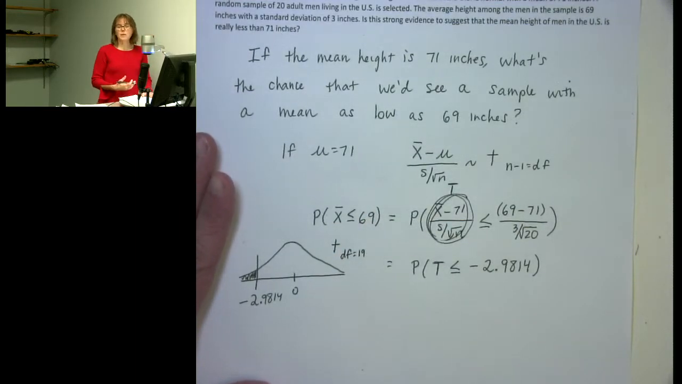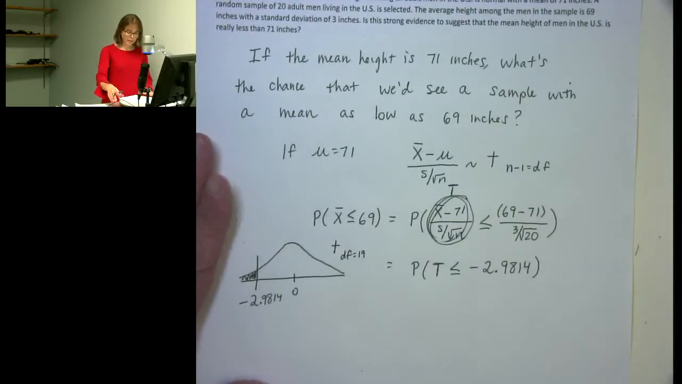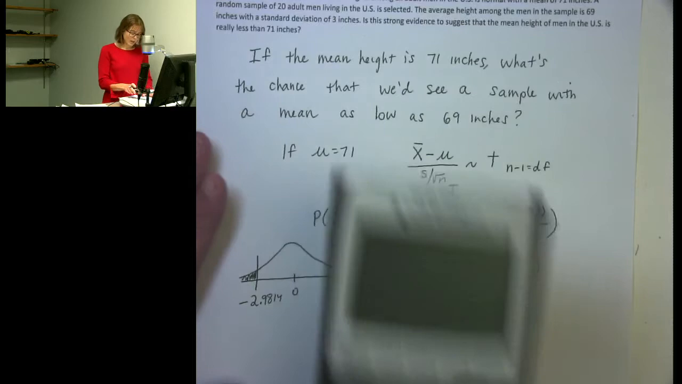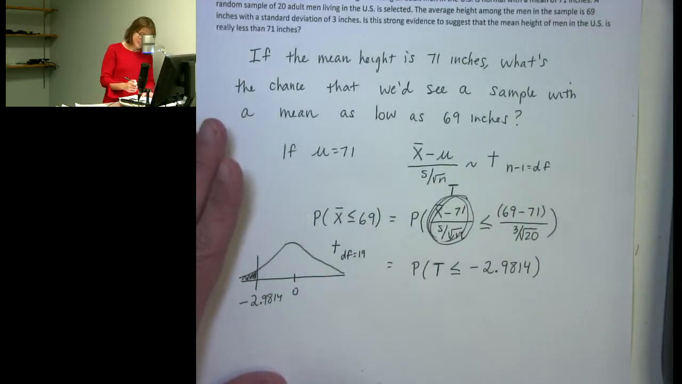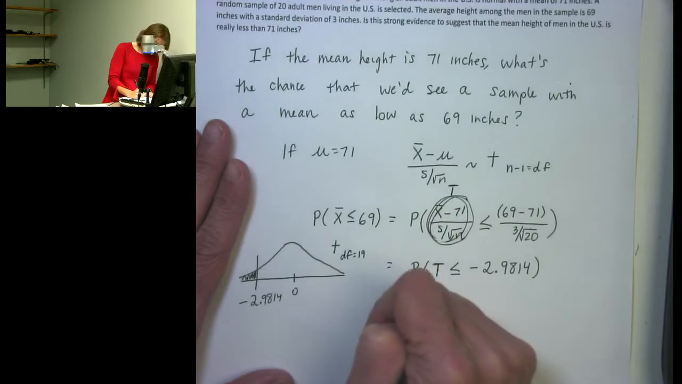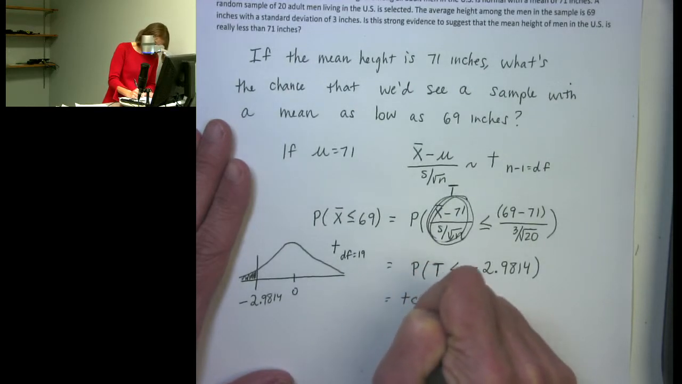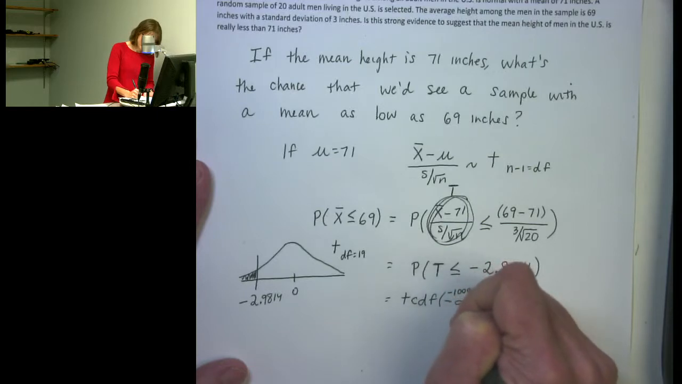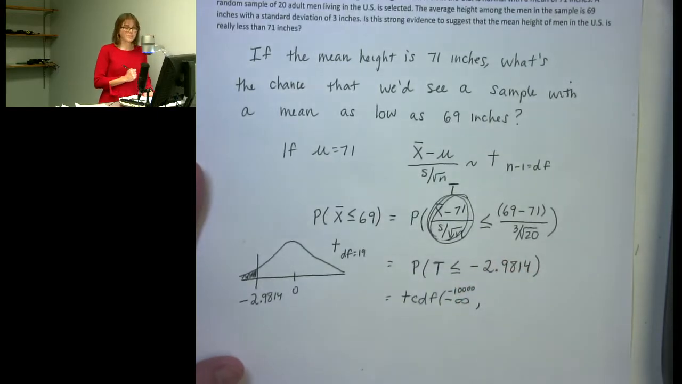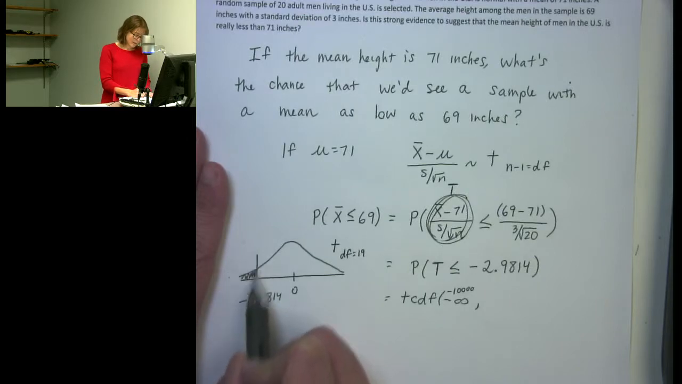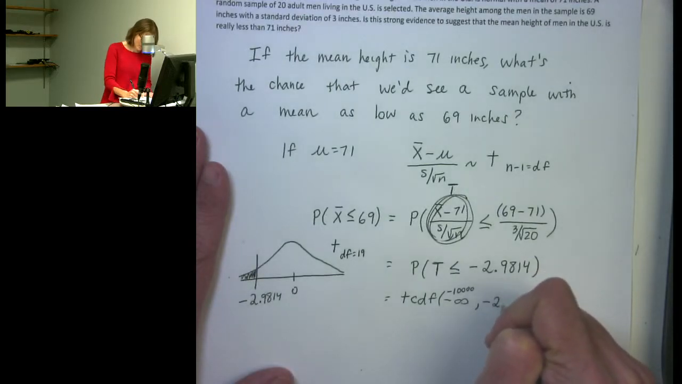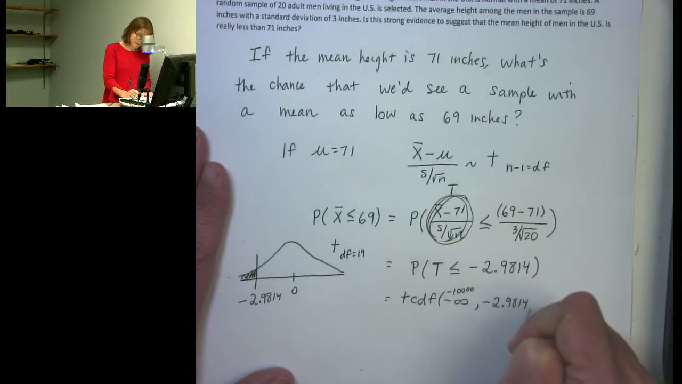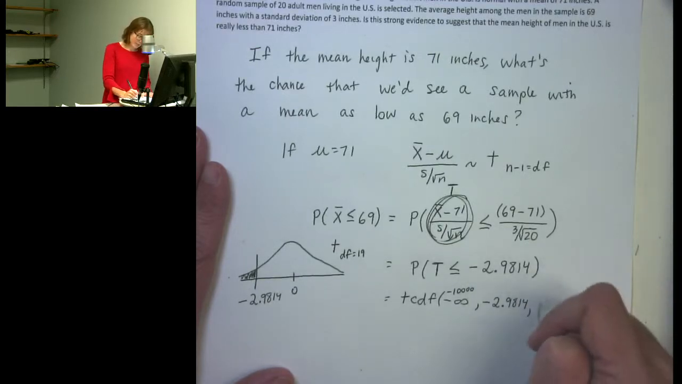So just to work through that, because we haven't used a t distribution on the calculator yet in this course, if you're working with a TI-84, the way that I'd find that is I'd use the t-CDF function. I'm going to put in the lower limit, which is going to be my negative infinity value. Since I don't have an infinity button, I'm going to put in negative 10,000. I need to put in the upper limit of this area, which is negative 2.9814. And then I need to put in my degrees of freedom. Degrees of freedom are 19.